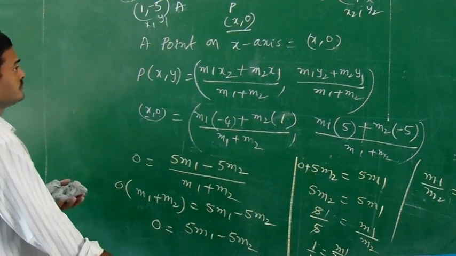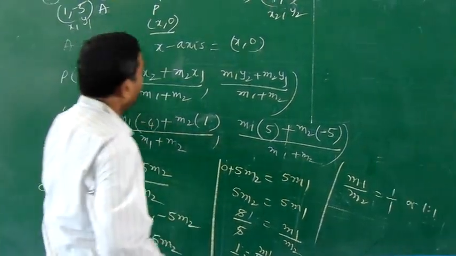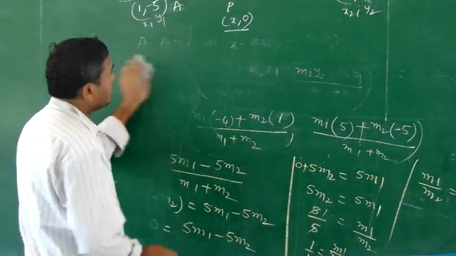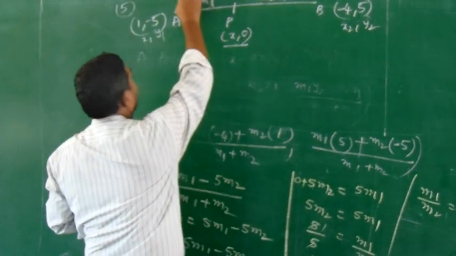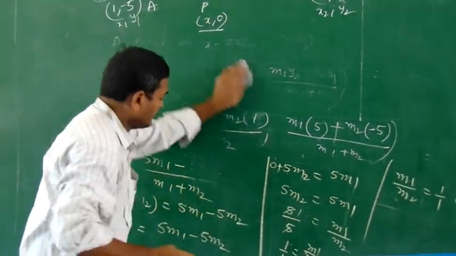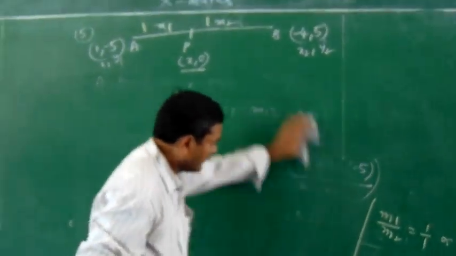In this question, they are also asking to find the point of intersection. So we want to find the point of intersection. Here m1 is 1 and m2 is also 1. Then we got the answer. Now that value will be substituted in the equation.